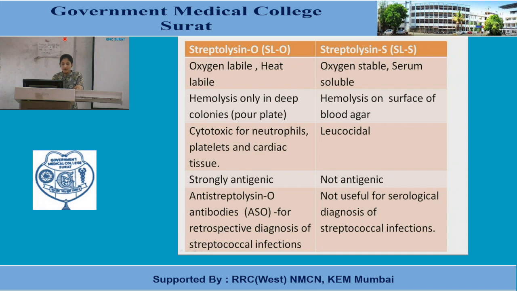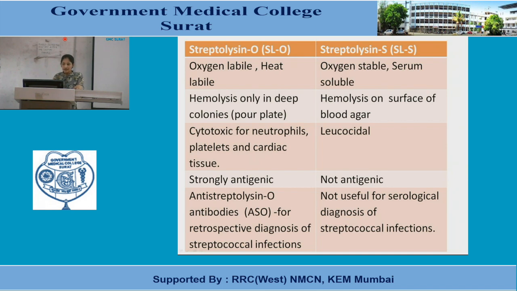Streptolysin O produces hemolysis only in the deep colony. Because it is oxygen labile, on exposure to oxygen it is not able to produce a colony on the blood agar. So if we go for the pour plate method, the colony will appear just below the surface of the agar. In contrast, streptolysin S producing colonies are found on the surface of the blood agar, because they are oxygen stable, so they are able to stay longer on the agar.